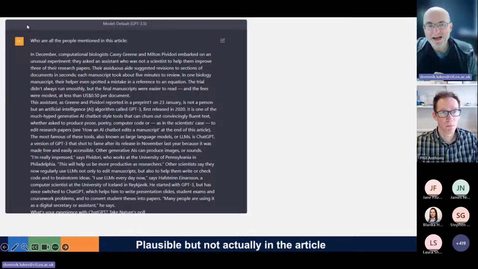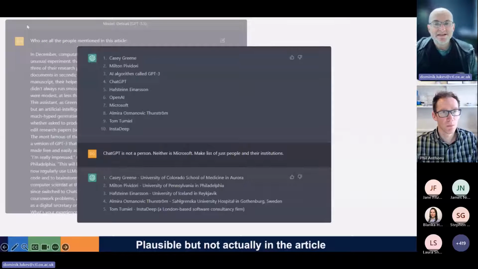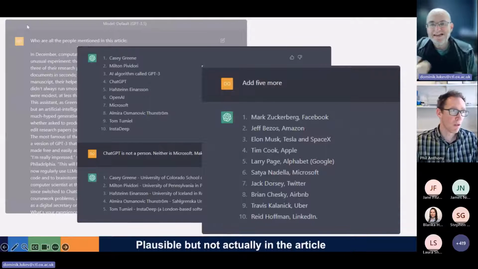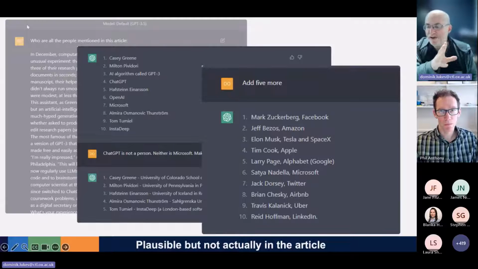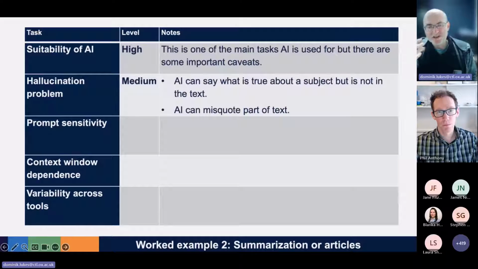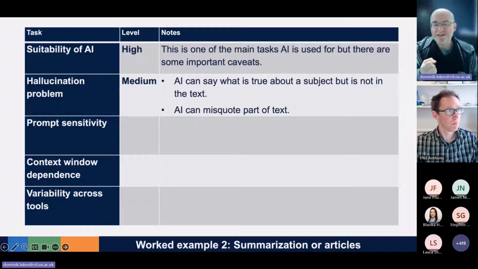So here we're asking it to summarize a paper, or in this case, I asked it to give me something about people who were mentioned in the paper, and it did a decent job, but I wanted more, and then it gave me more, and all of a sudden it gave me people who could have been mentioned in that kind of paper because it was a paper about that sort of thing, but none of them were. So we see that there is a hallucination problem. Now, it's not all of it, but there's some of it. Sometimes it says things that are true and could be in the text, but are not in the text. Sometimes it can misquote the text. So it's kind of a medium issue. We have to be worried about it.